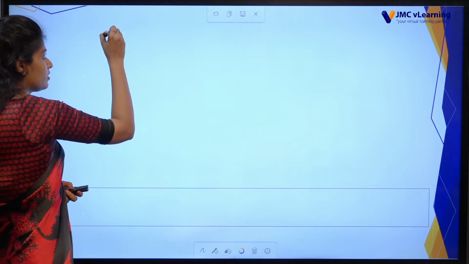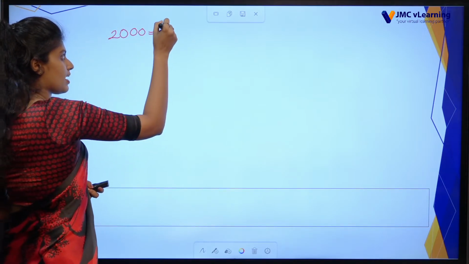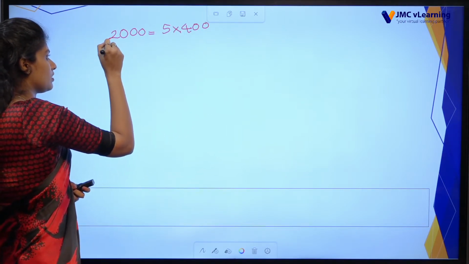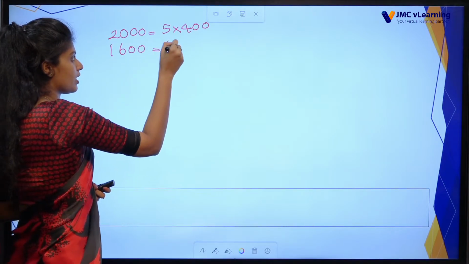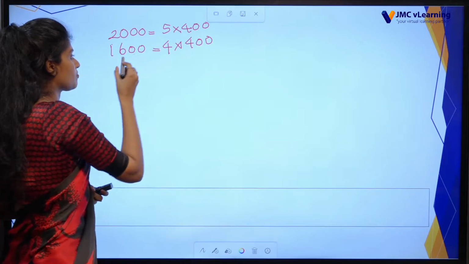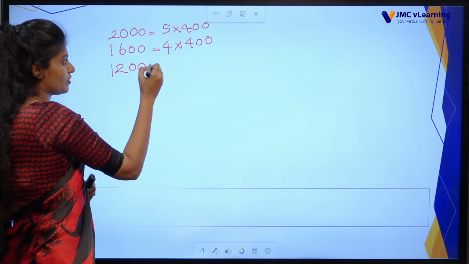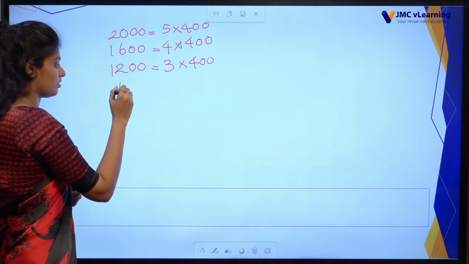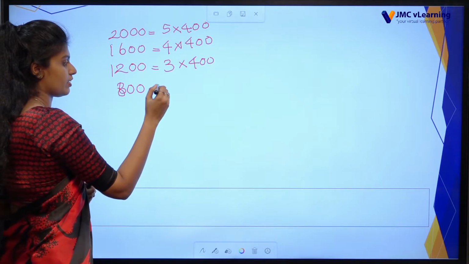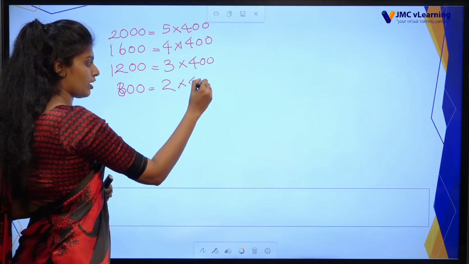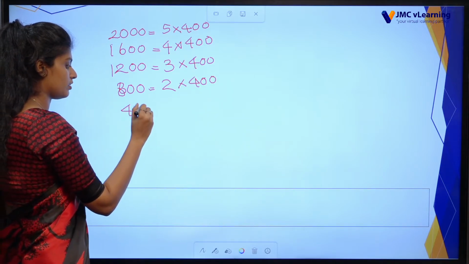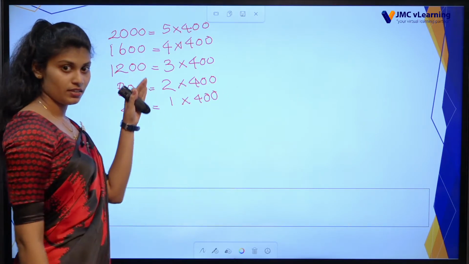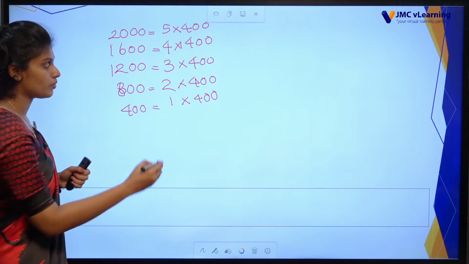Earlier we have taken 2000 as 5 into 400. Then 1600 we took as 4 into 400. 1200 we can write as 3 into 400. Then 800 we can write as 2 into 400. 400 we can write as 1 into 400. Then we can take the value of them at once. How can you do it?